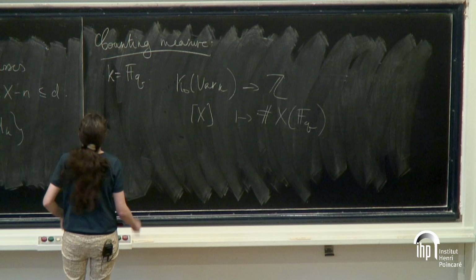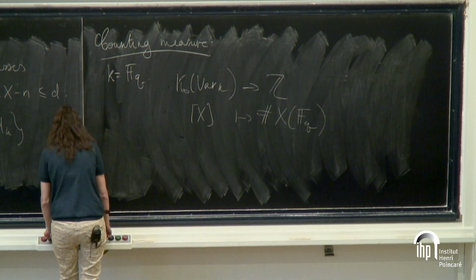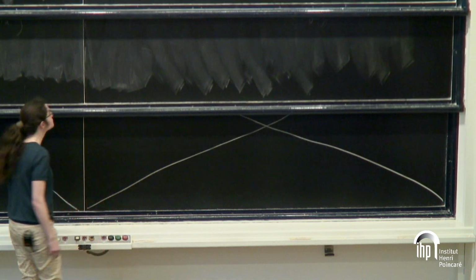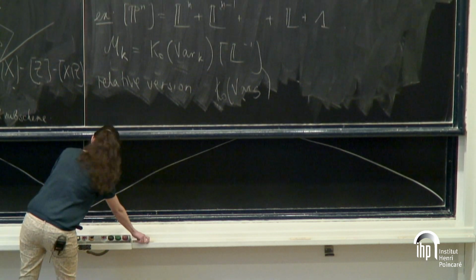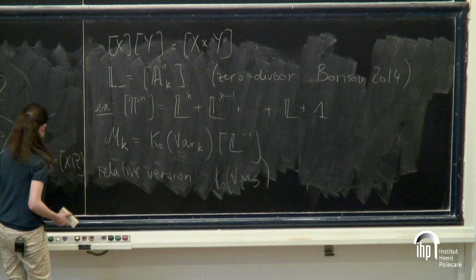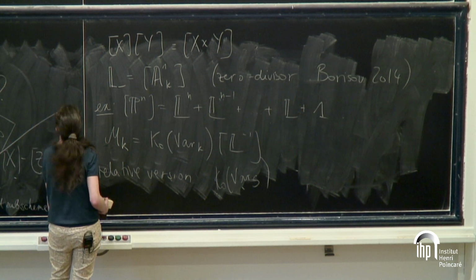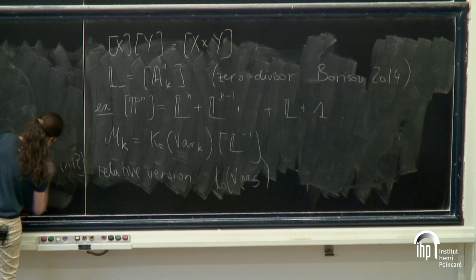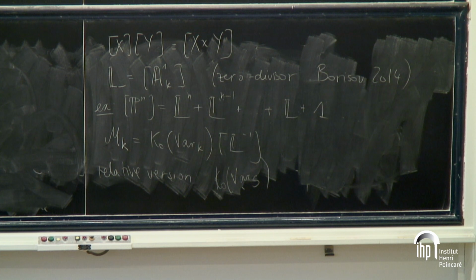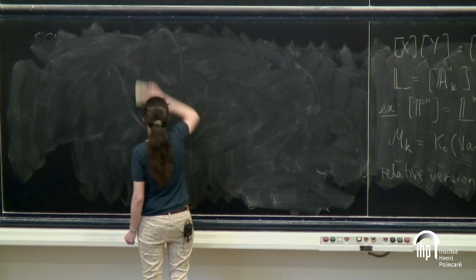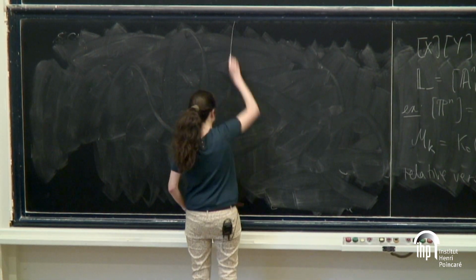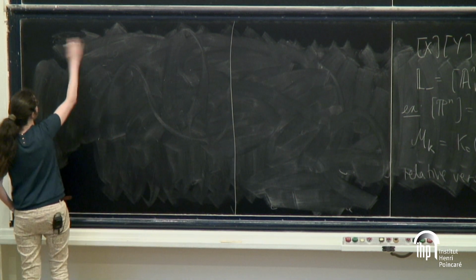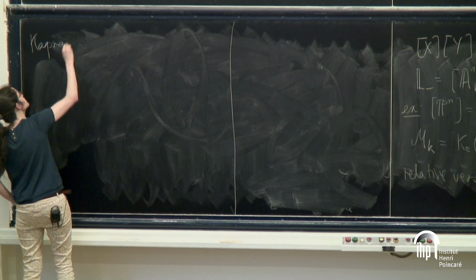So maybe one important example of this is Kapranov's zeta function.